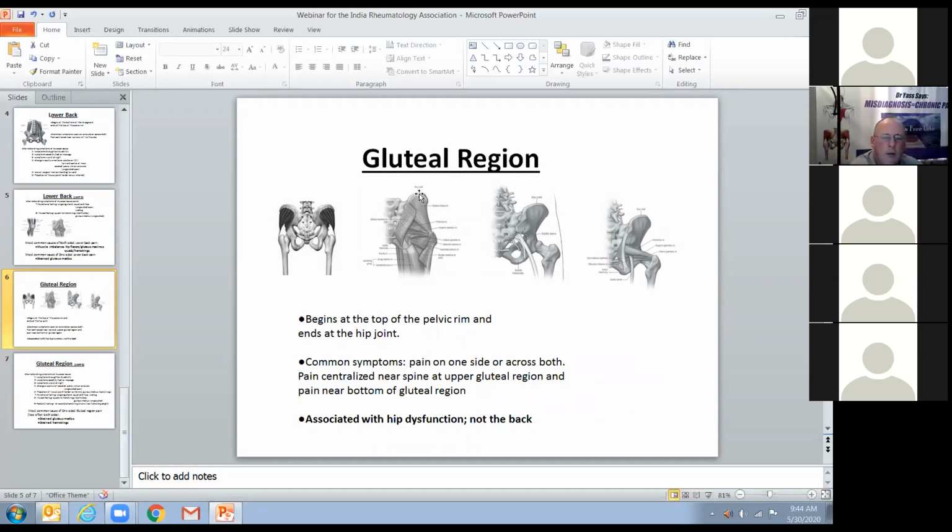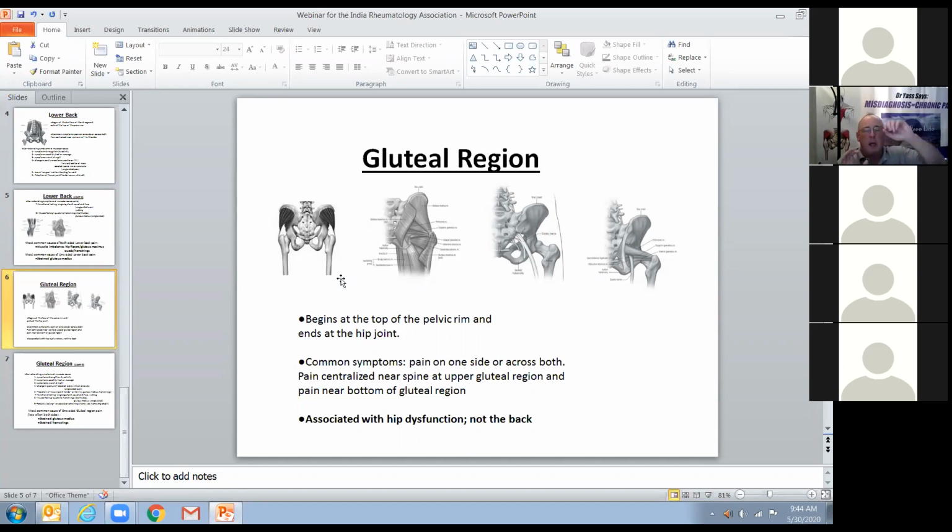If you look at this, you can see right here, this is the gluteus maximus. It runs all the way up to the pelvic rim and wraps around from the top of the pelvic rim to the bottom of the sacrum area, all the way across to the hip joint, right? So just think about that. That's your gluteus maximus muscle. So that's where it begins and ends. There's pain. Typically, it's across one side. Rarely is it both sides.